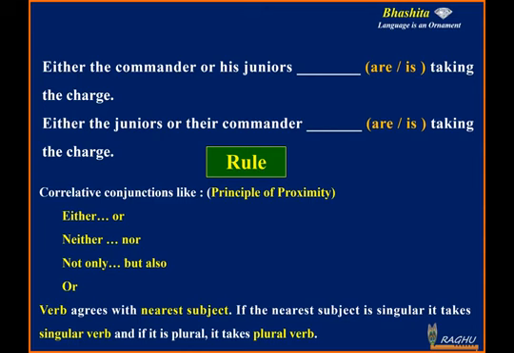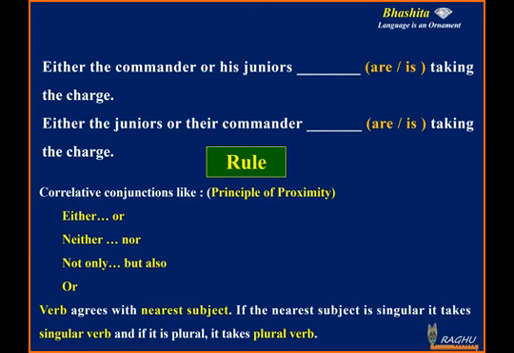So according to this rule, what is the right option? Observe carefully in the first sentence. Juniors is a noun which is a plural noun, which is very close to the verb form. But in the second sentence, commander is a noun which is acting as a subject here, but which is singular. But according to the rule, if the nearest subject is plural, it will take plural verb form. If the nearest subject is singular, it will take singular verb form.